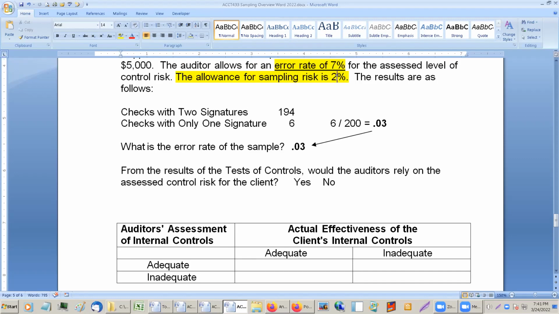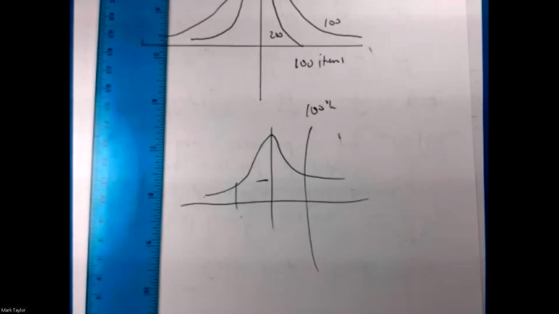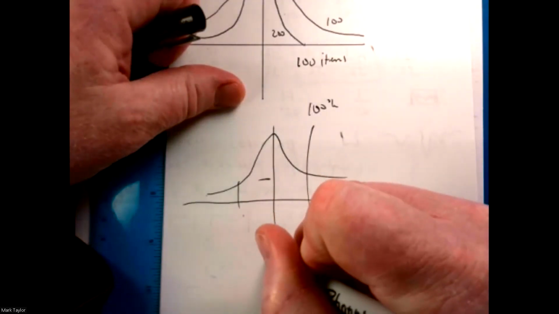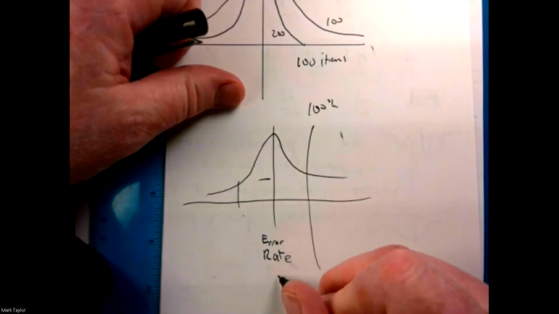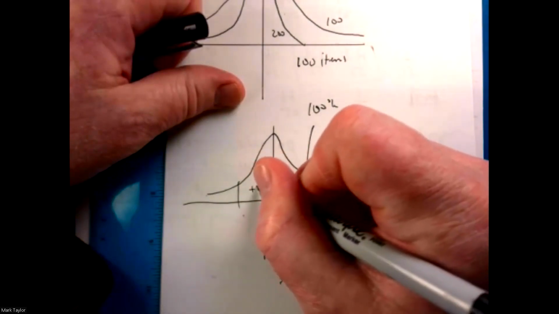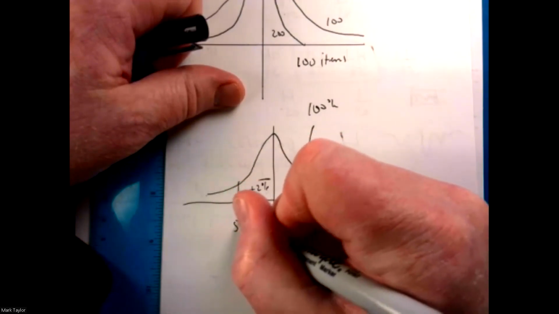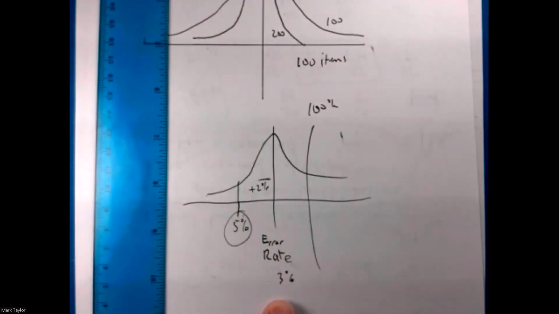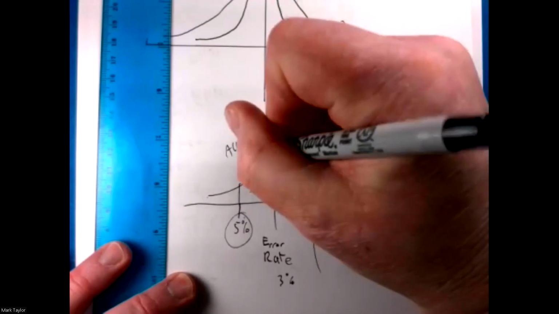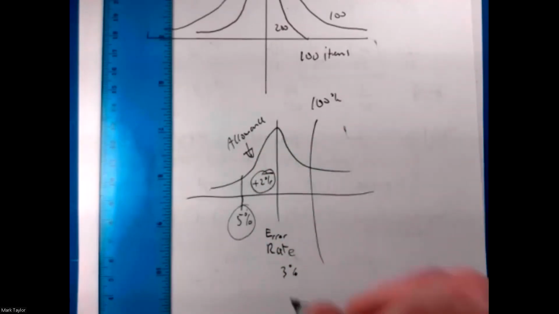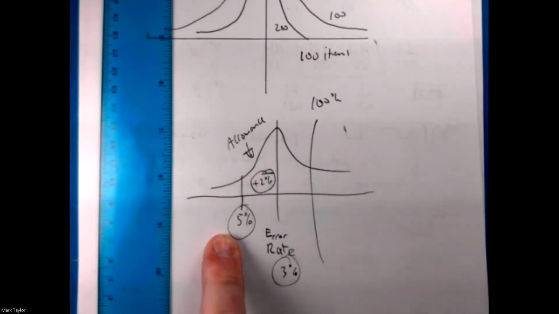But there's this allowance for sampling risk, that means it could be 2% more. So coming down here, the error rate was 3%, but we're saying it could be off by another 2%. So the error rate could be as much as 5% based on our sample and whatever level of confidence we have. So the error rate is 3, the allowance is 2. So 3 plus 2, it could be off as much as 5.